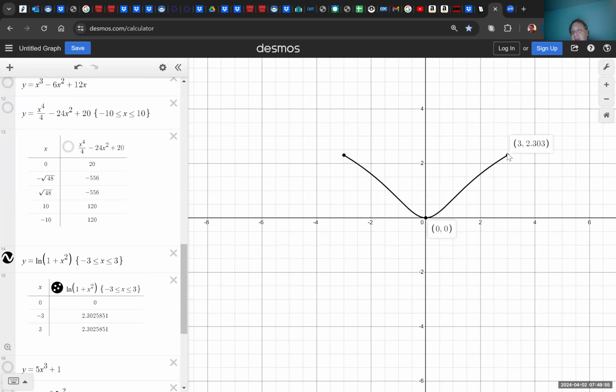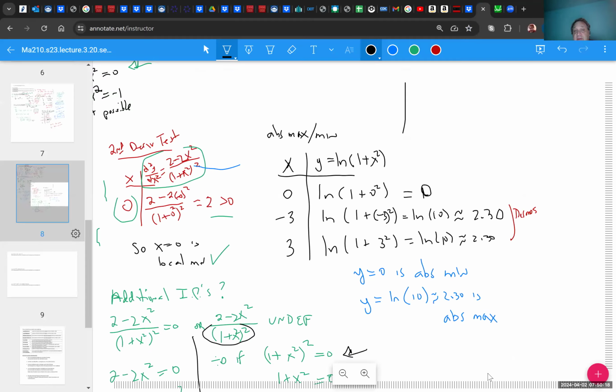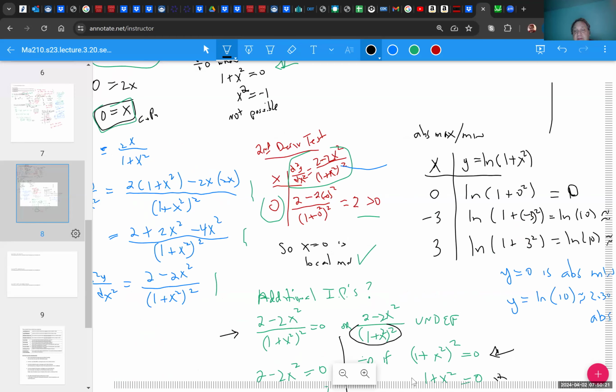And there's two locations where the function achieves its absolute maximum. Its absolute maximum is 2.303. Approximately, it's exactly ln10. And it occurs twice. It occurs when x equals 3 and x equals -3. But the answer to the absolute max is the y value of ln10, approximately 2.303. All right, so that's the solution that I wrote out for this example.